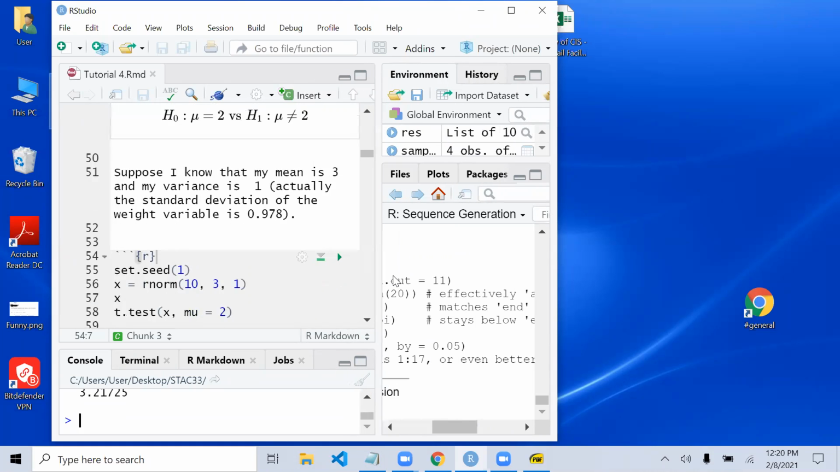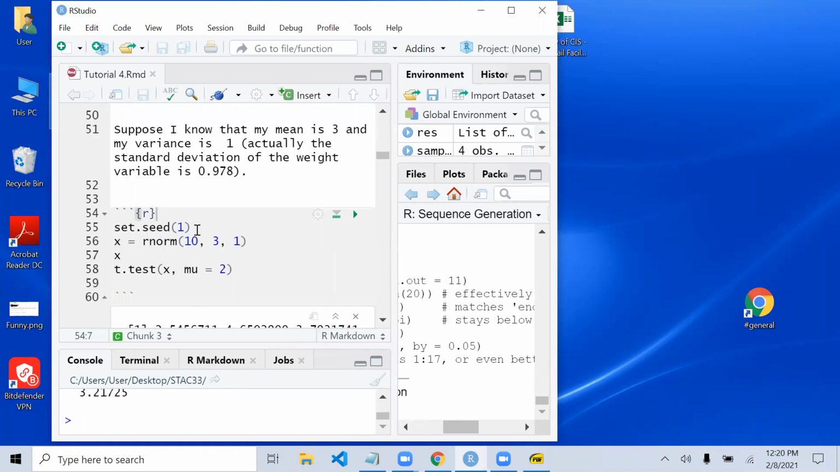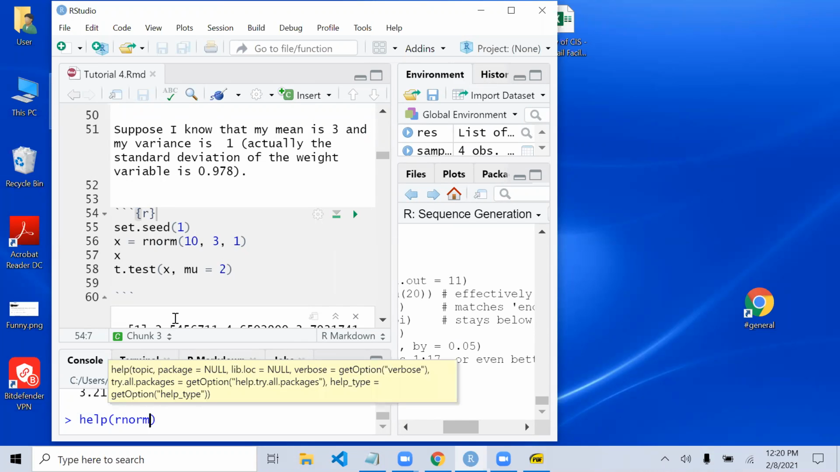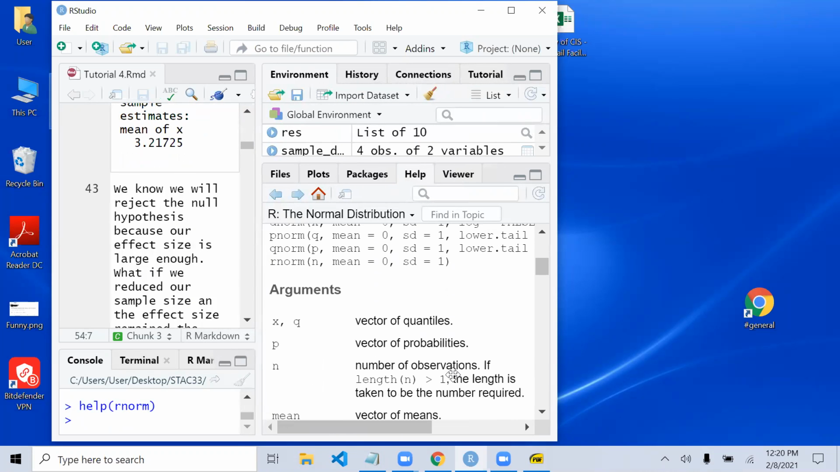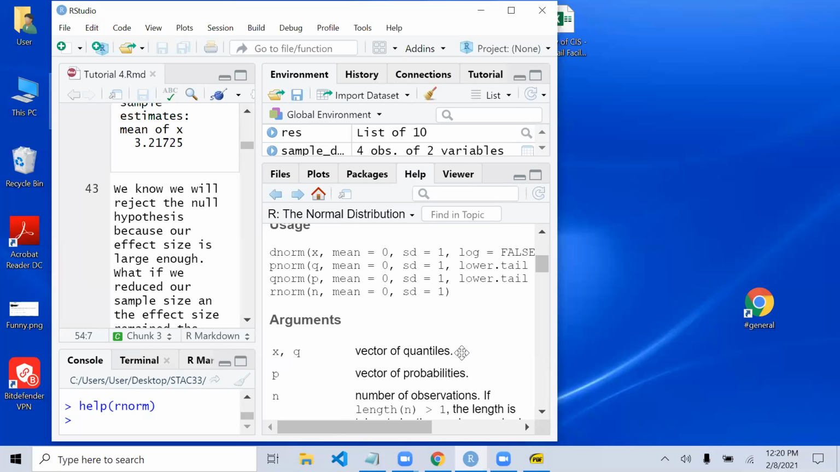I'm going to point out that this is not the default for rnorm. If I go to help, rnorm, you're going to see that the default is mean 0, variance 1, standard deviation 1, because we're always fixated on the standard normal. So the default is obviously going to be standard normal. But you could change it, and in fact, I did. If you don't specify a mean and a standard deviation, it will assume you mean 0 and 1.